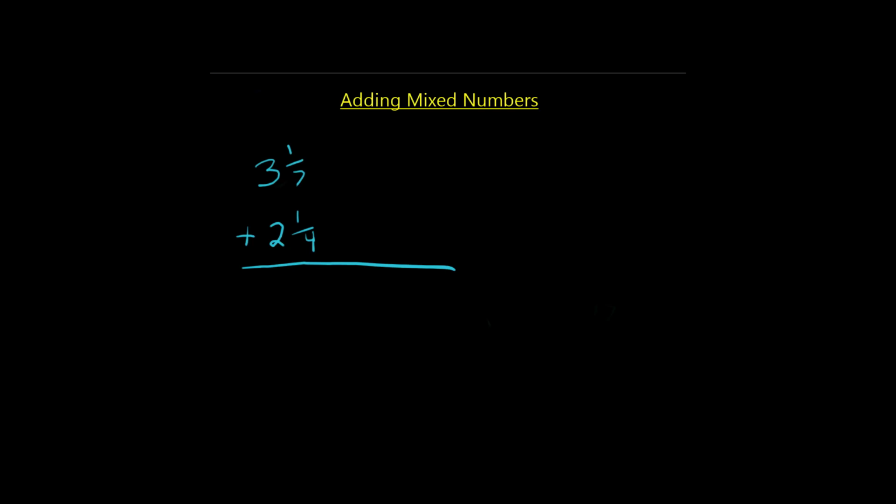Thanks for joining us. Today's lesson is adding mixed numbers. So we're going to use a lot of the things we did for just adding fractions with uncommon denominators, and then we're just going to add in a couple of the wholes, which should be really simple. So let's take a look at this first one. That's 3 1/7 plus 2 1/4.